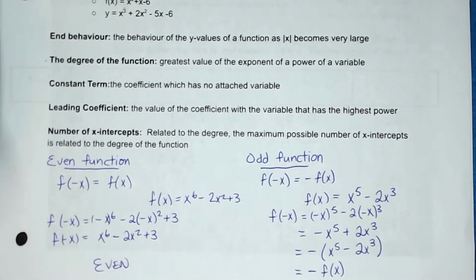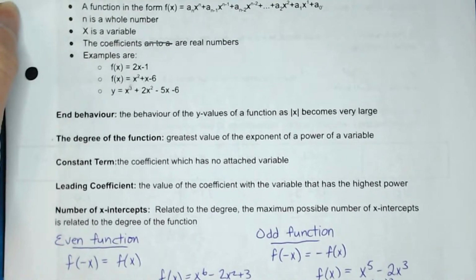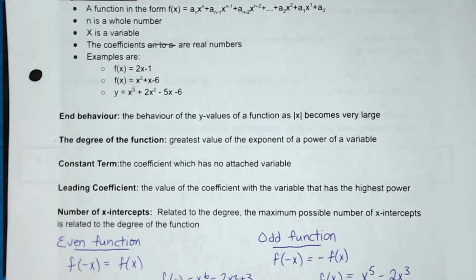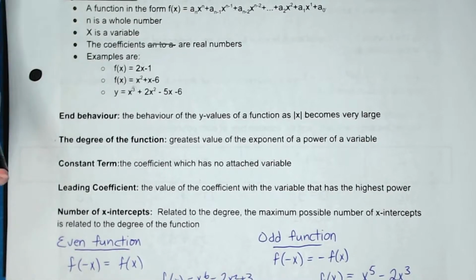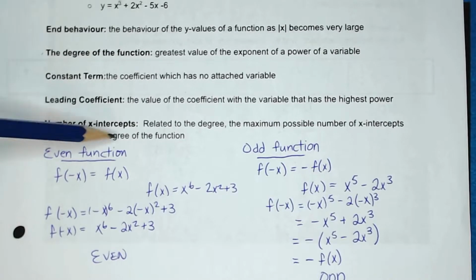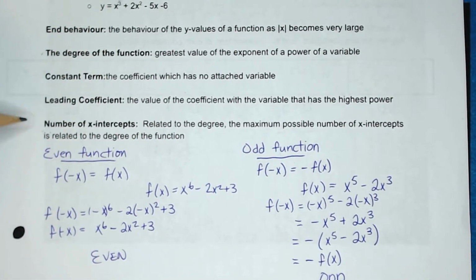The leading coefficient is in front of the variable with the highest power. All of these have a leading coefficient of 1, but you could potentially have a number in front of it, say 3x cubed or something like that. So whatever number is in front of the biggest one, that's our leading coefficient. The maximum possible number of x-intercepts is related to the degree of the function. So we will talk about that shortly.